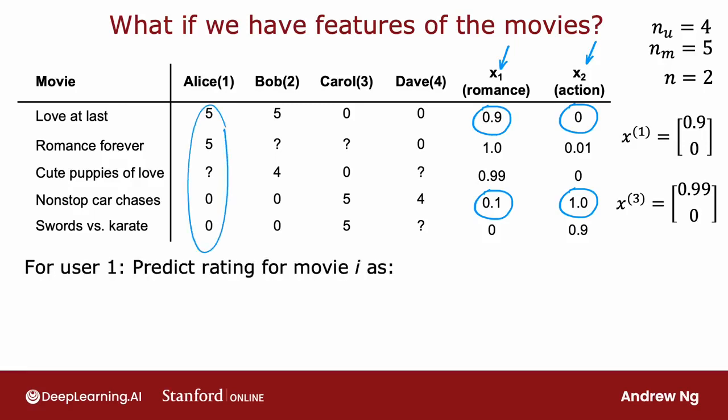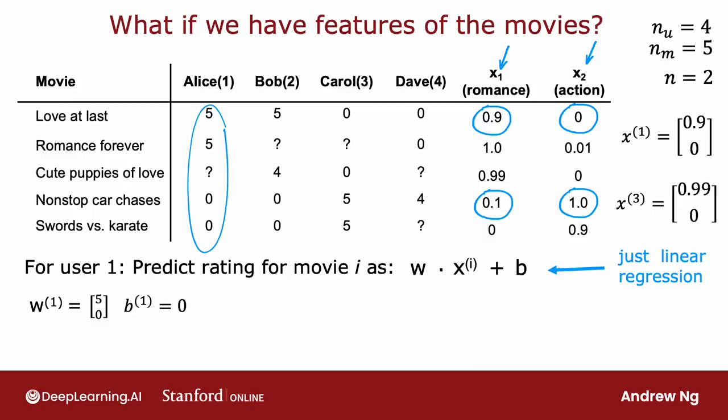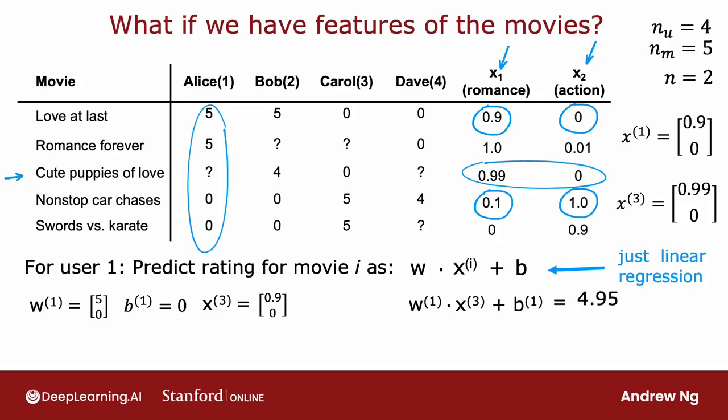And let's start by taking a look at how we might make predictions for Alice's movie ratings. So for user 1, that is Alice, let's say we predict the rating for movie I as W dot X of feature I plus B. So this is just a lot like linear regression. For example, if we end up choosing the parameter W1 equal 5, 0, and say B1 is equal to 0, then the prediction for movie 3, where the features are 0.99 and 0, which I just copied from here. First feature is 0.99, second feature is 0. Our prediction would be W dot X3 plus B equals 0.99 times 5 plus 0 times 0, which turns out to be equal to 4.95.